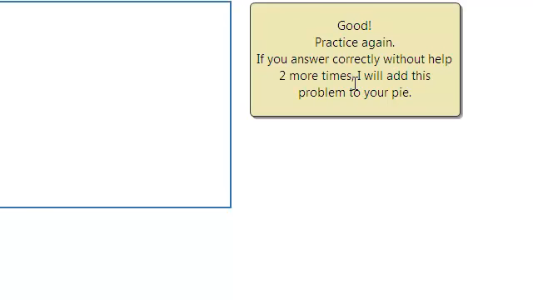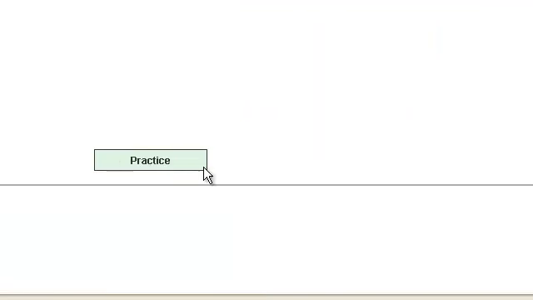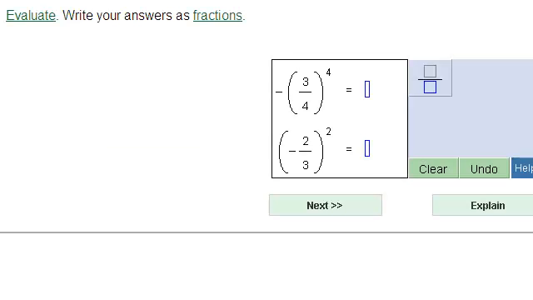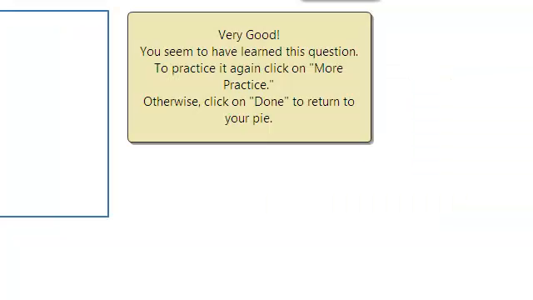This message over here is going to tell you whether you did good or not. Practice again. It'll tell you how many more times you have to get it right. Then you click this practice button and it opens up another problem for you to do. I did some work when you weren't looking. I did the problem 2 more times. I got it right. Once you get it right 3 times, sometimes just twice, it's going to say very good.